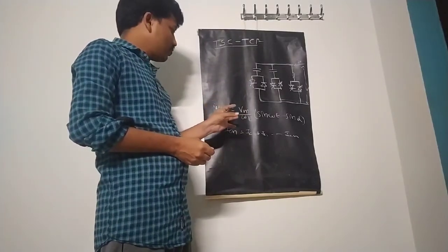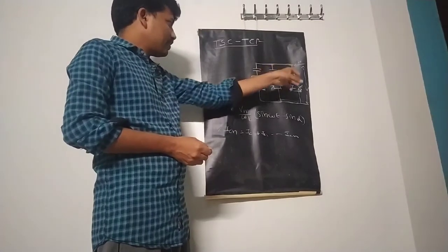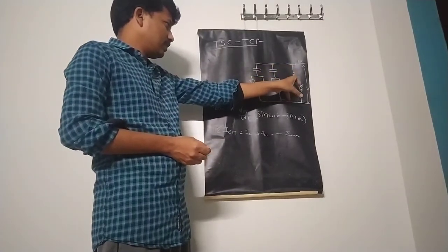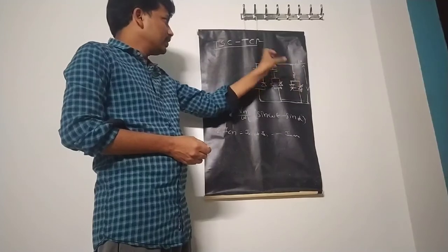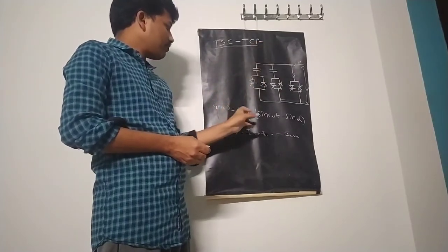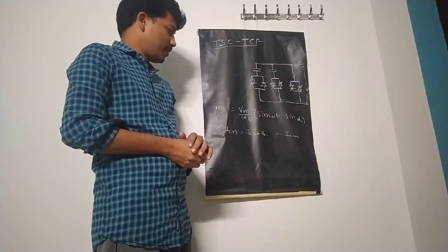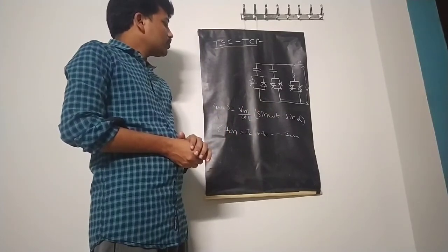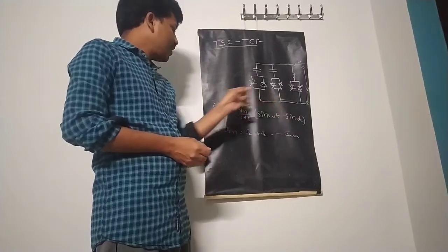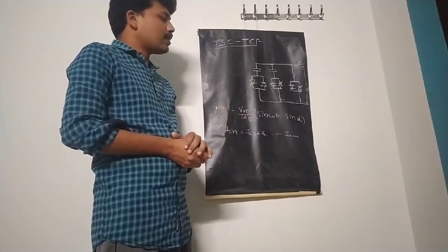So I_L(alpha), that is the reactive current through the reactor in the TCR as a function of alpha, is Vm/(omega L) into (sin omega t - sin alpha). It is the fundamental value of current. From this we can observe that by changing alpha, we can change the current through the inductor.